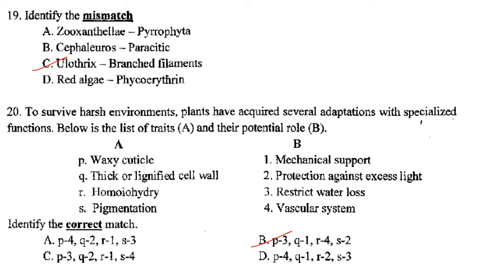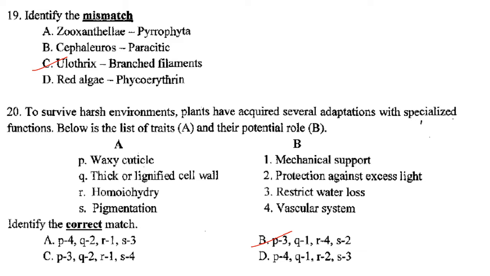Then, to survive harsh environments, plants have acquired several adaptations with specialized functions. Below is the list of traits A and their potential role, that is B. So waxy cuticle restricts water loss. So P3. So A and D can be not taken into consideration. We will see for C and B. Thick or lignified cell wall, that is for mechanical support, Q1. So option B will be correct. Anyway, we will see the other options also.